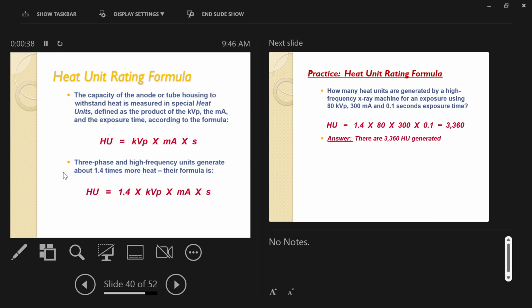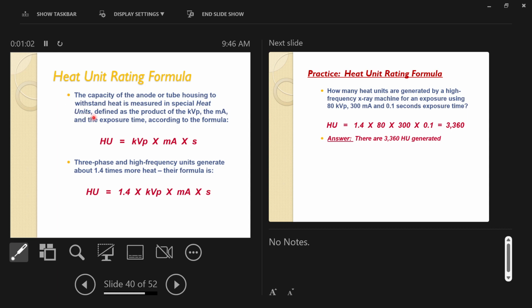So there's a unit called the heat unit. We're going to have a formula for the heat unit. The capacity of an anode or tube housing to withstand heat is measured in heat units. So it'll say this X-ray tube has a maximum capacity of this much heat, given in these units called heat units.